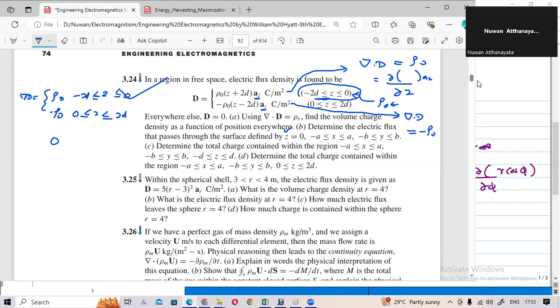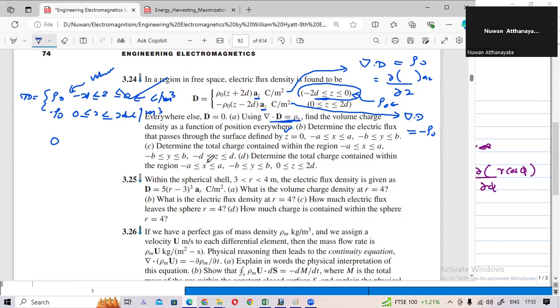Okay. So actually we have found the volume charge density. Okay. So this D is coulomb per square meter. Here we have found coulomb per meter cubed. This is also coulomb per meter cubed. Okay. Because this is a volume charge. We have found the volume charge here. Okay. So that is the Maxwell equation. This is the Maxwell equation.